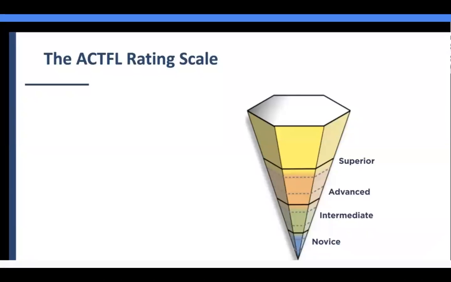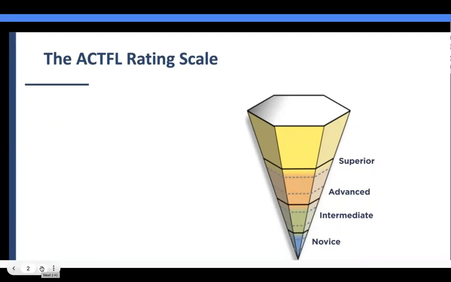Here is the ACTFL rating scale image of the pyramid, correct? And the four major divisions in terms of proficiency are novice, that we can see here, intermediate, advanced, and superior. The three major proficiency scale ratings that we will concentrate on are novice, intermediate, and advanced. We will not talk about superior at this time.